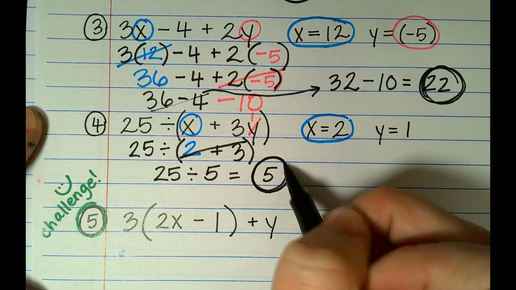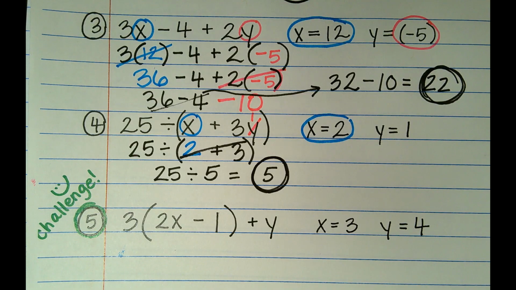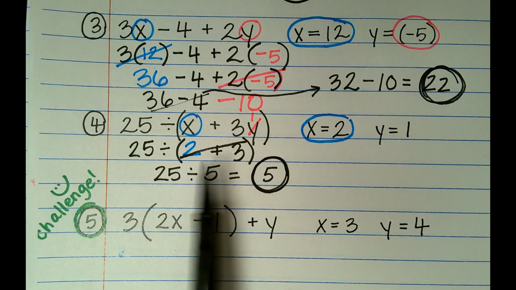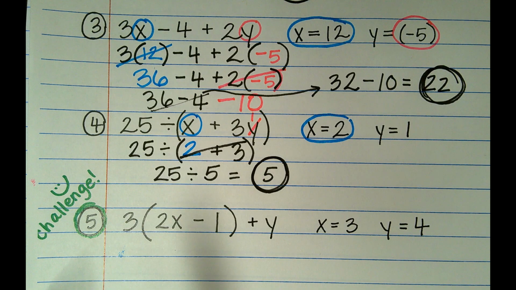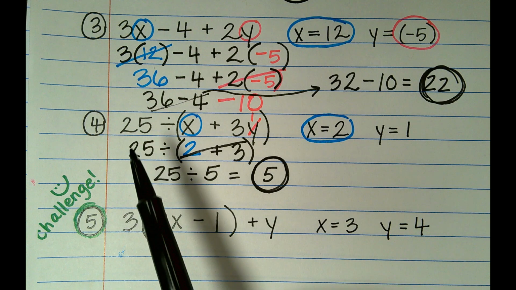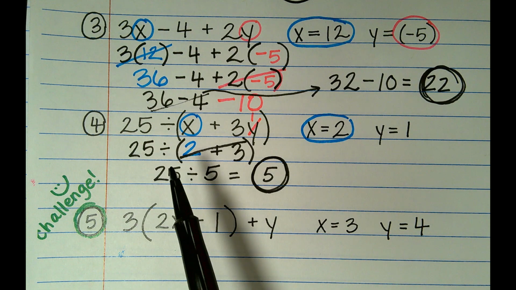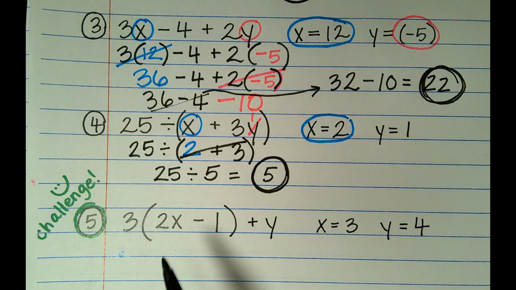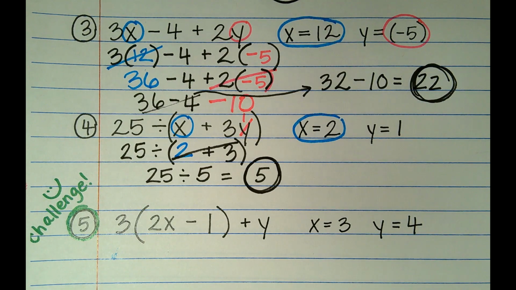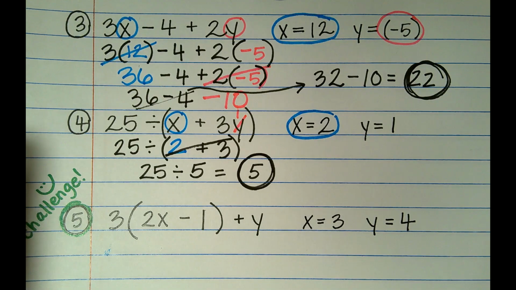Perfect. And that's why it's so important to do what's in parentheses first, because if you would have tried to do 25 divided by 2 first, and then plus 3, you would have got a funky decimal. And that is not the right answer. A funky decimal? We don't like decimals.